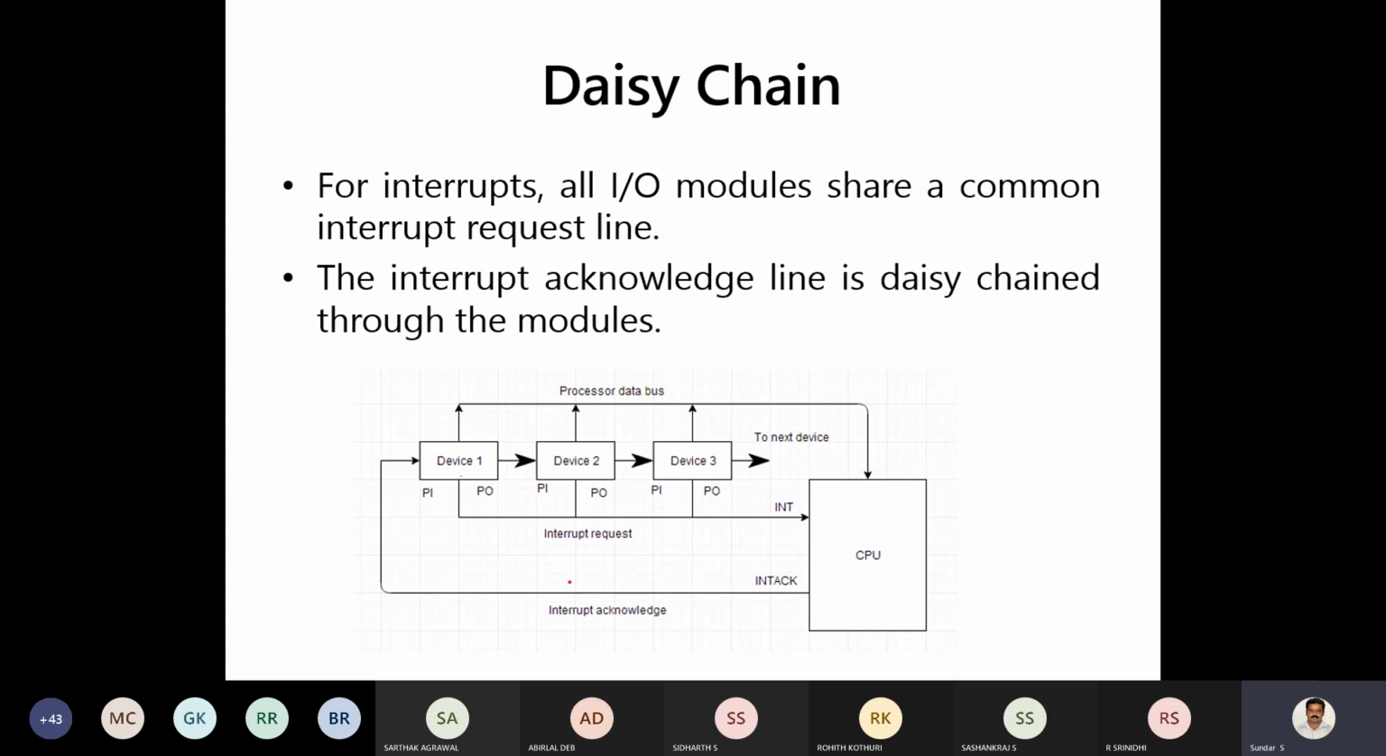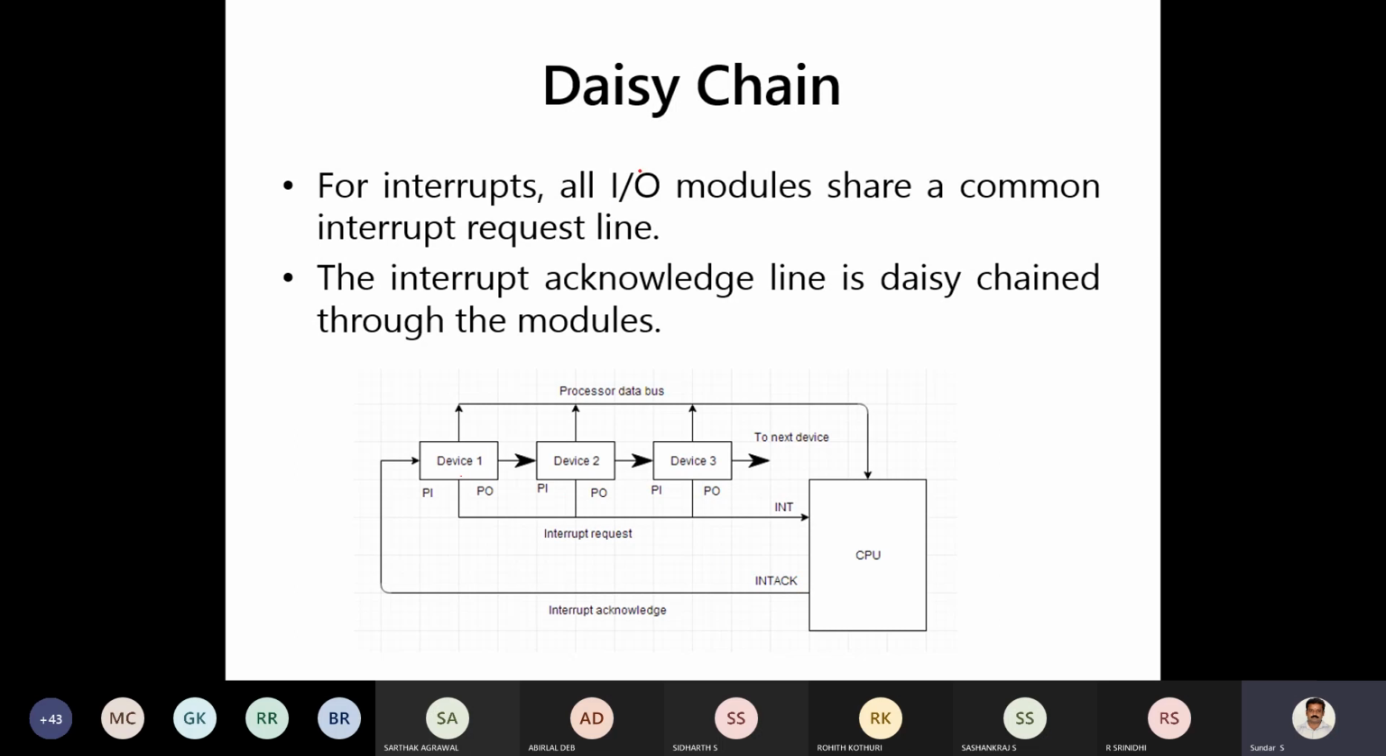Now the CPU will go to the first device. Usually the first device will be the high priority device, and the next priority will be given to device 2. The lowest priority will be given to the one connected on this side. Like this they can connect the daisy chain.